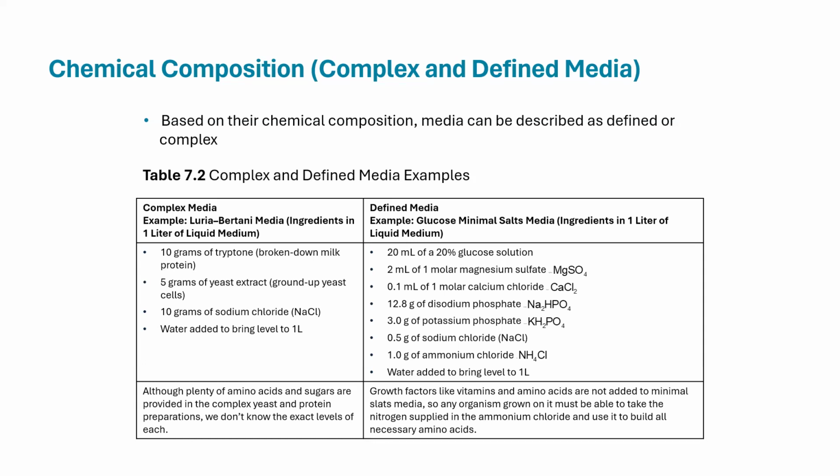Now, defined media are going to have a very specific concentration of all organic and inorganic compounds. So we're going to know exactly what's in there. We know, for example, in this glucose minimal salts media that it's got 20% glucose. It's got this specific amount of magnesium sulfate, calcium chloride, and so forth. We use defined media oftentimes when we're trying to grow specific types of organisms, or if we're trying to see if organisms can grow on specific carbon sources.